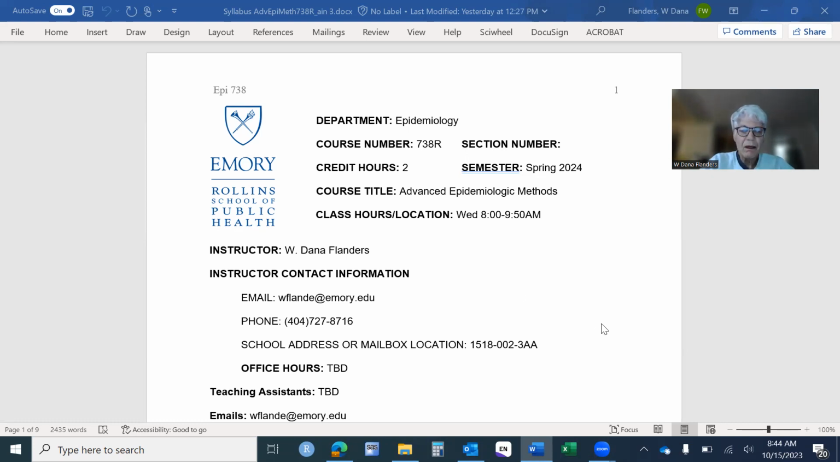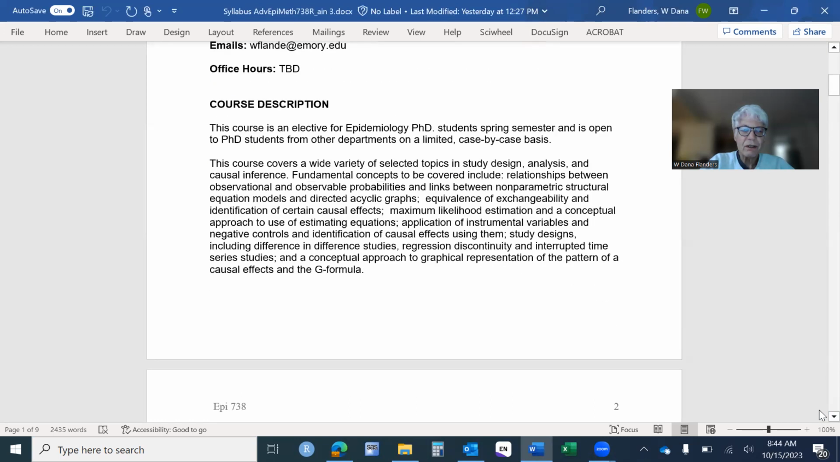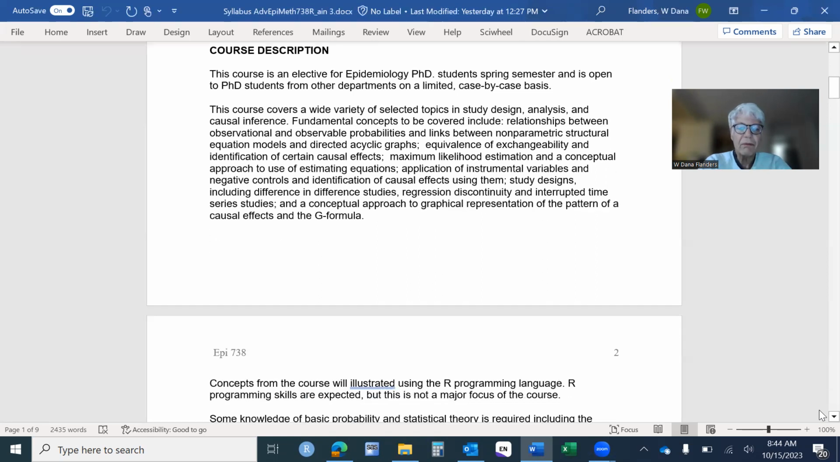In terms of background and prerequisites, certainly a good knowledge of probability theory, or some knowledge at least of probability theory, and statistics is required, as well as exposure to the basic concepts in epidemiology.